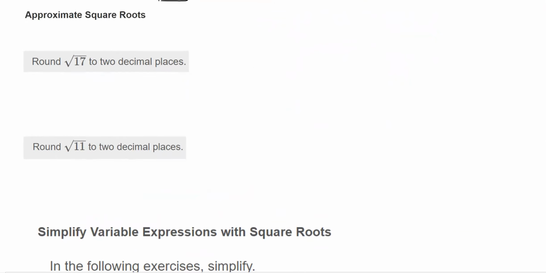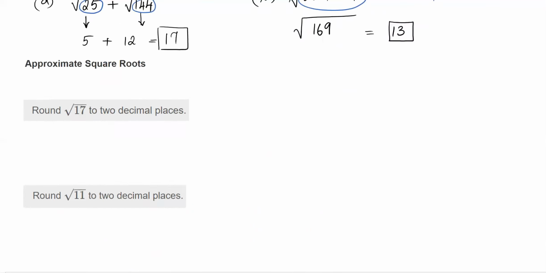Next, we look at approximating square roots. This is a very cool way of doing it because you just simply use the calculator. Because to approximate, we have that problem coming in only when we don't have perfect roots, right? So if we come across numbers that do not have a perfect root, like in this case, round square root of 17 to 2 decimal places. Now, square root of 17 is not a perfect root. Okay, let me write that there. Square root of 17 is not a perfect root. That means you will not get a whole number as the answer.